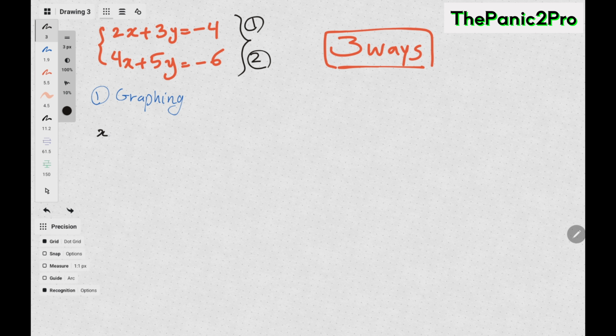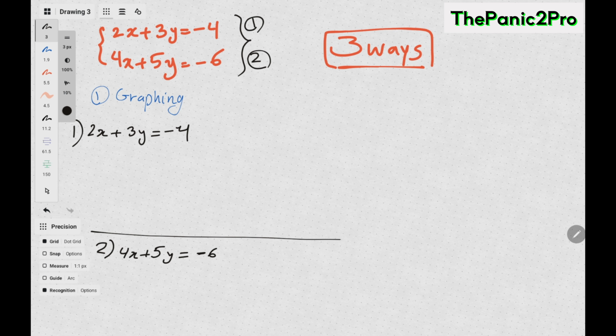First of all, I'm going to plot 2x plus 3y equals minus 4 as the first equation. And then I will plot the second equation, which is 4x plus 5y equals minus 6. In order to plot them, I normally draw a table. I will try simple x values, 0 and 1, and see what y is going to be for those x's.